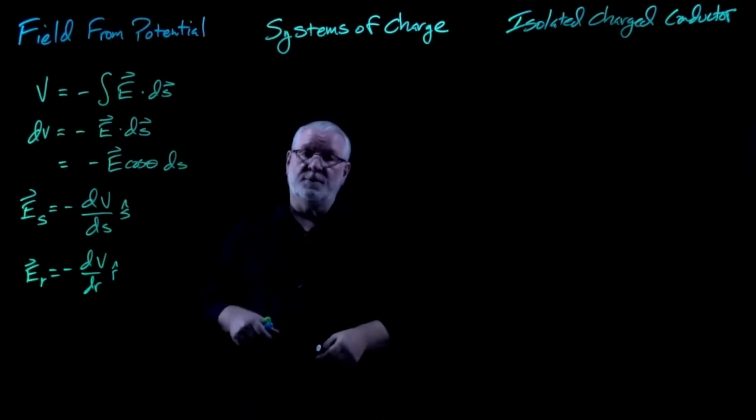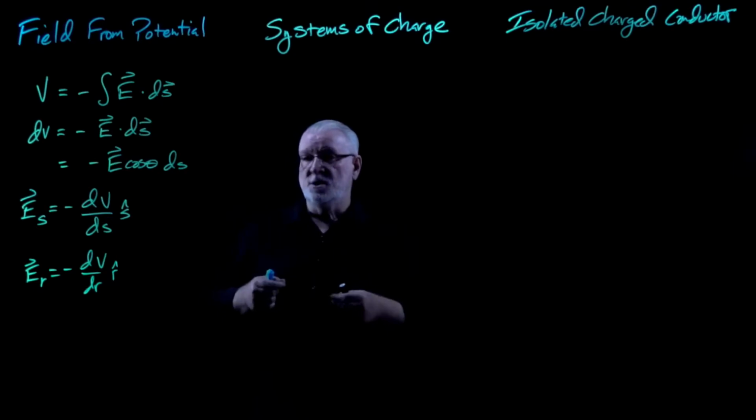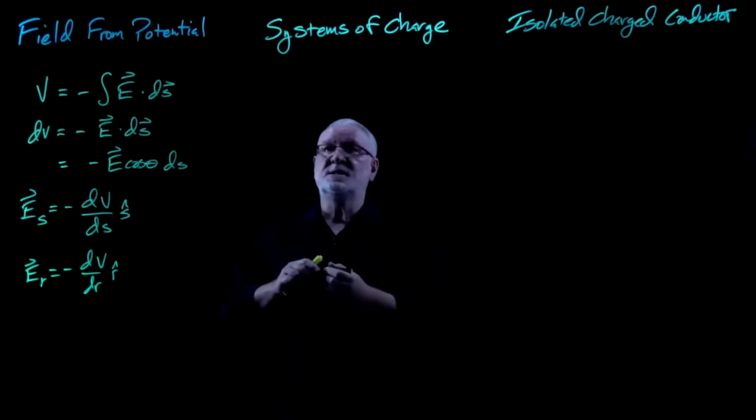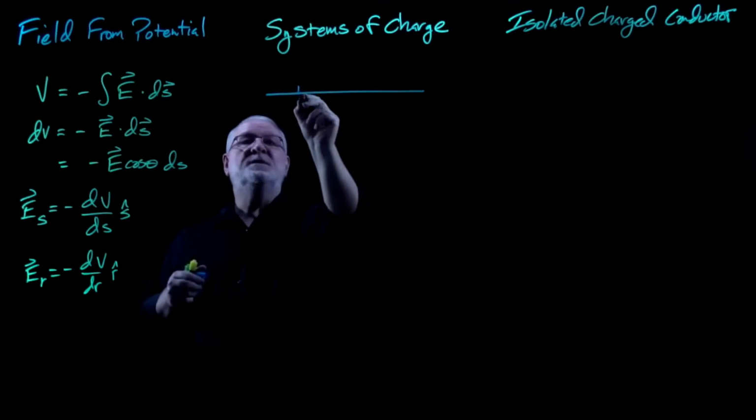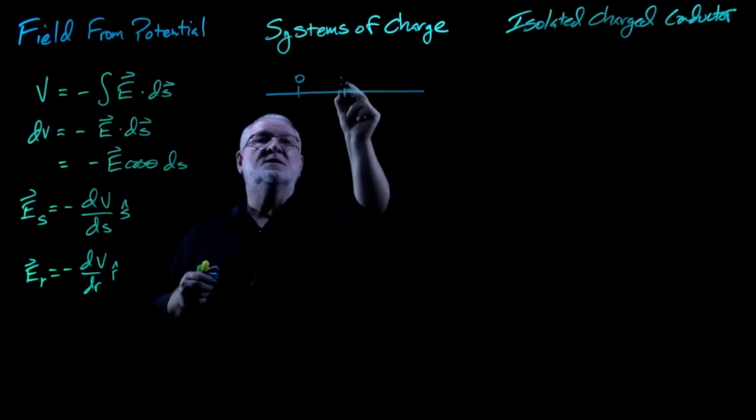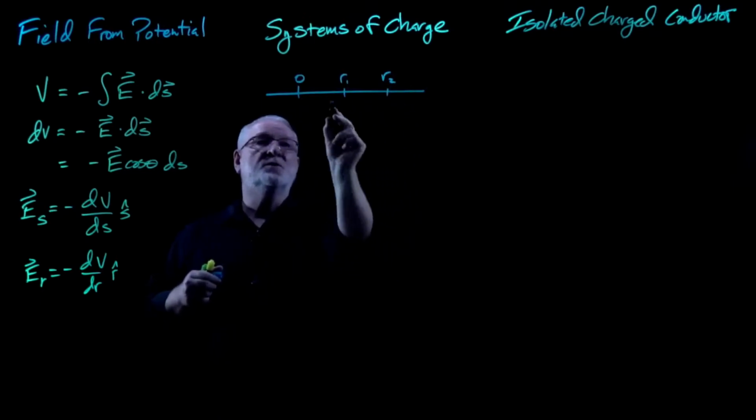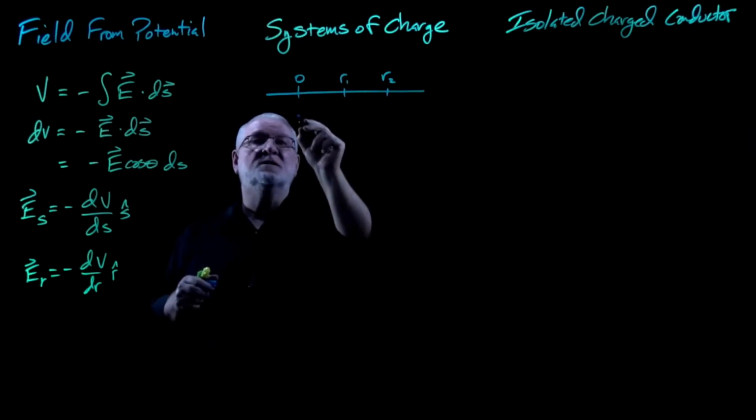Okay, our second topic for this episode is going to be on systems of charge, and how do we handle energy and potential if we have a system of charge. Well, let's draw a simple system and then see if we can calculate it based on that. My simple system is going to consist of a number line where I've got three positions, 0, R1, and R2. And both those R's are measured from the origin.